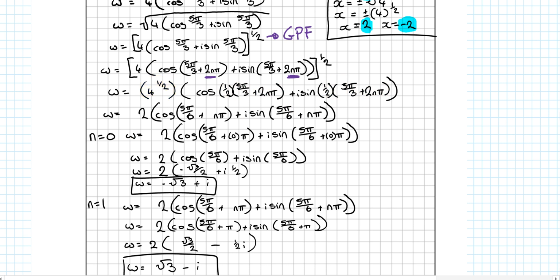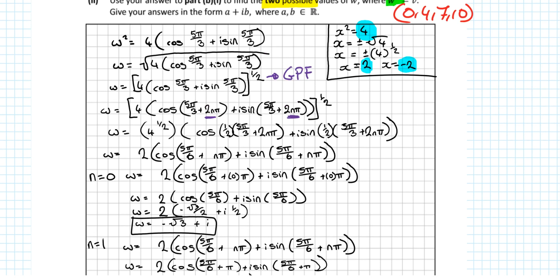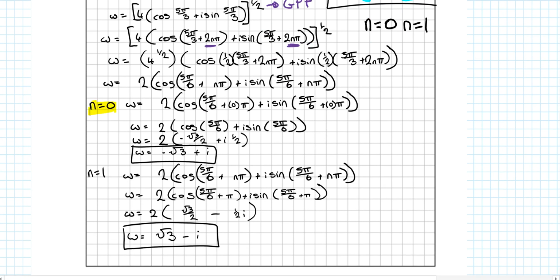What values of n am I going to use? Well, how many answers should I have? I should have 2 answers. So I'm going n is equal to 0 and n is equal to 1. So here we're using our n is equal to 0. Subbing in 0 and multiplying it out. So this really just reads cos of 5 pi over 6 and sine of 5 pi over 6. Use your calculator to type that in. You'd get minus root 3 over 2. Use your calculator to type sine of 5 pi over 6 in. You get a half. You then need to multiply in by the 2 and you're getting w is equal to minus root 3 plus i.